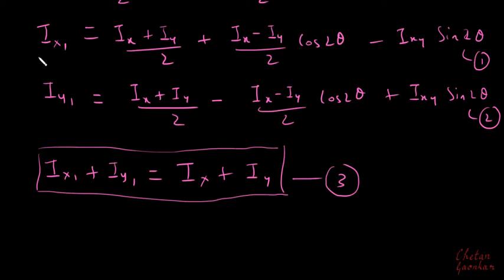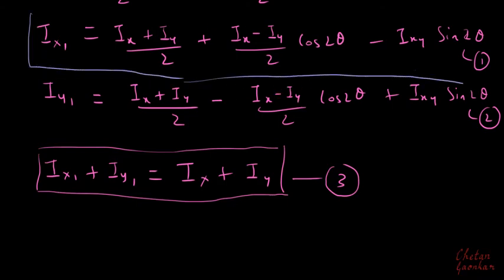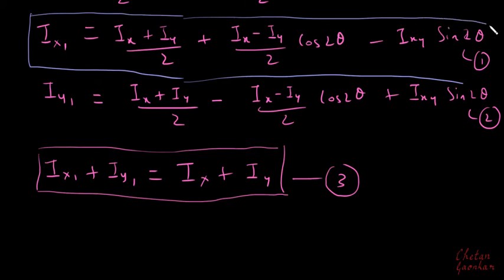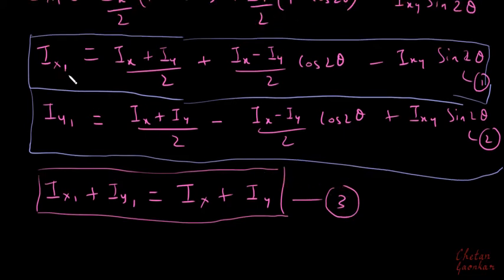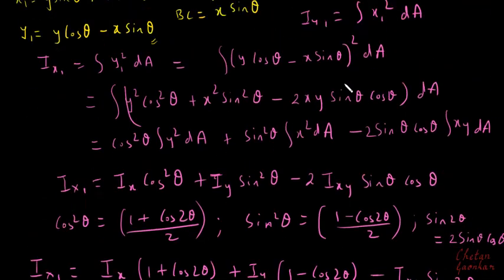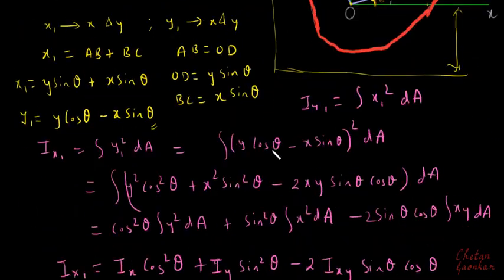So we have here altogether three expressions. This is expression 1, a very important expression, and a very important expression. So I have this one expression, this second expression, and then this third expression. This is how we will be able to find the moment of inertia about the new frame of reference x1 and y1.